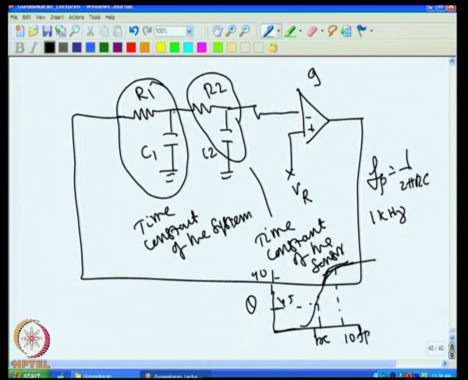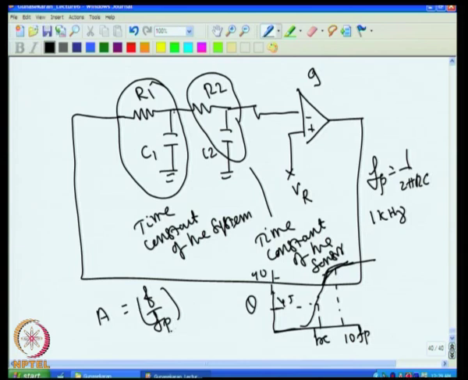We also know that at the pole frequency the attenuation provided by the filter is root 2 times; that is, if it is 1 volt you will get 0.7 volt at the pole frequency, and at 10 times the pole frequency, if it is 1 volt you will get only 0.1 volt, because the output amplitude is given by a relation involving the ratio f by fp.